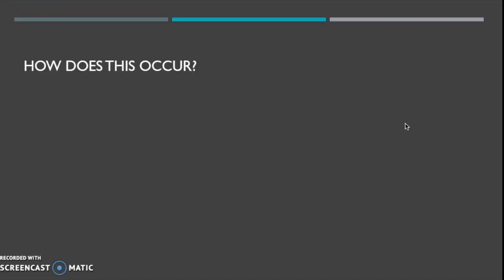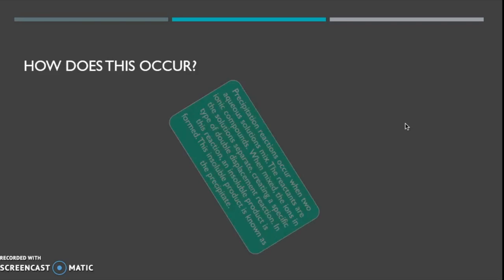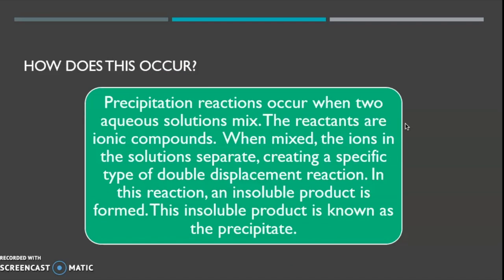So how does this occur? Precipitation reactions occur when two aqueous solutions mix. The reactants are ionic compounds. When mixed, the ions in the solutions separate, creating a specific type of double displacement reaction. In this reaction, an insoluble product is formed. This insoluble product is known as the precipitate.